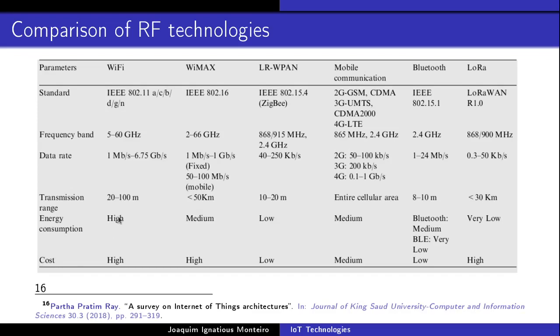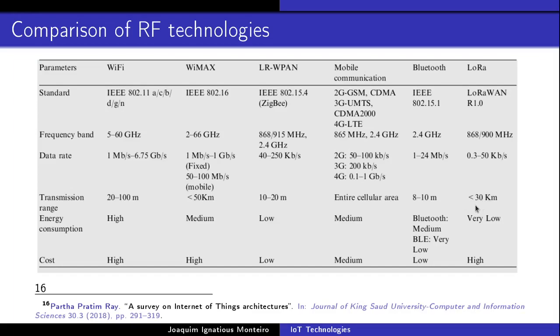So if you have more range, it means you will have less data rate. You will have to sacrifice something. That is what it is. If you take Wi-Fi, it has a high data rate, but the range is less. But if you come to LoRa, the data rate is low, but the range is almost 10 kilometers. You can say 10 kilometers.